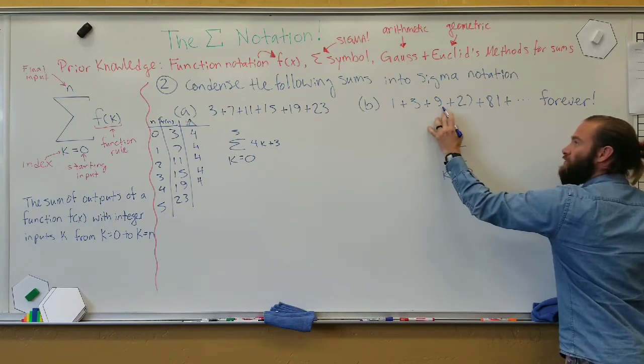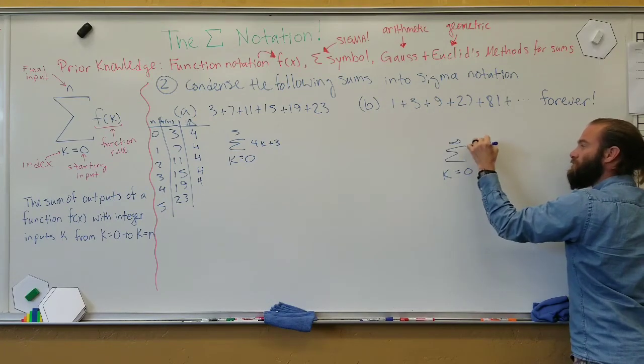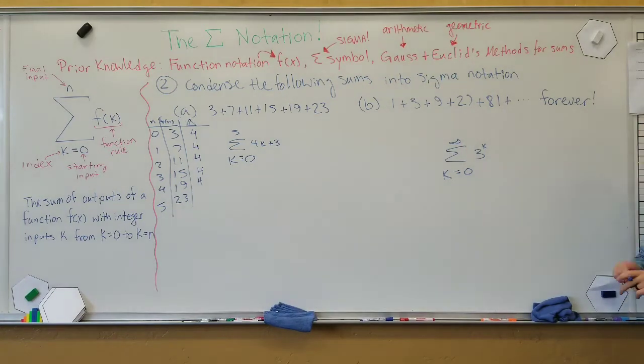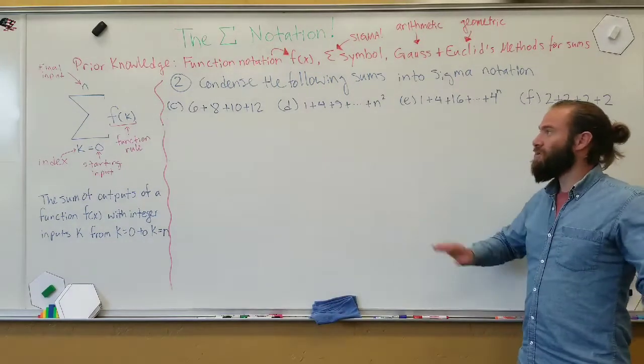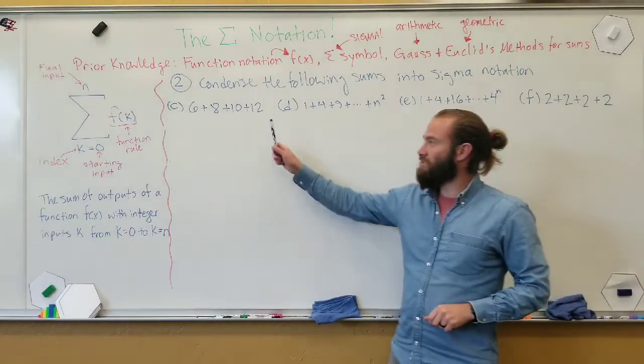3 to the 0, 3 to the 1, 3 to the 2. So this would just be simply 3 to the k. All right? So there's 2 things. Let's look at a few more of them before we wrap up. Okay, these are our very last ones we're looking at for this lesson. Let's go ahead and start out.